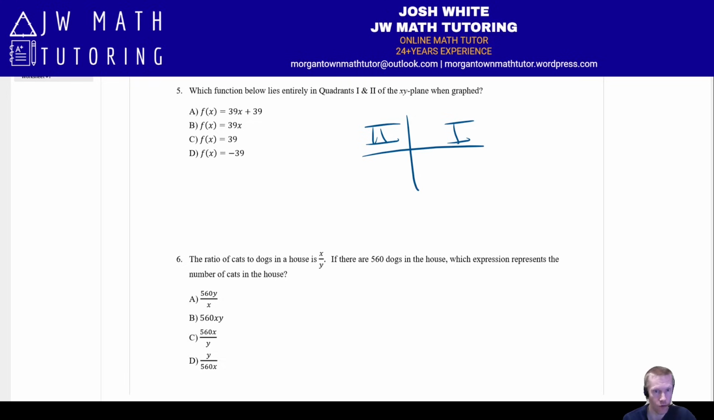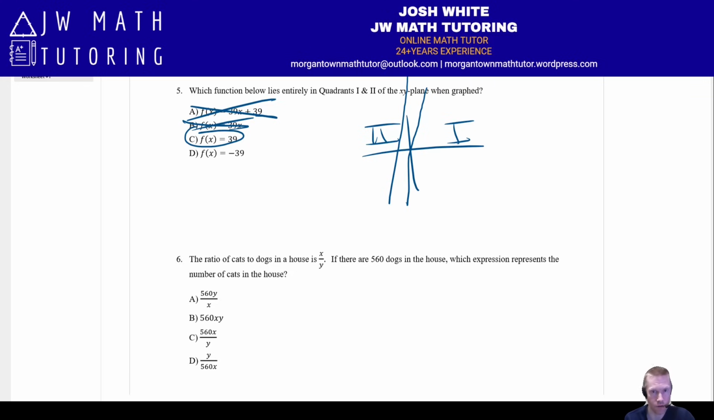Okay, this first one is diagonal. It's technically going to be like way up here at 39, and the slope is ridiculously steep, but it's going to come down here and obviously go into quadrant 3. Not correct. 39x, same slope as the first one, but it goes through the origin, so it's going to be something like that. No. This letter C is going to be the correct answer.